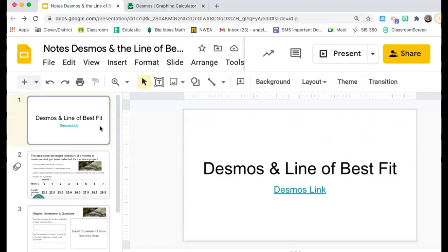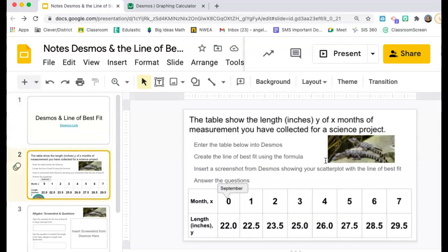And then I'm going to look here. What's my first slide tell me? It says the table shows the length in inches, y, and the x months of measurements you have collected for a science project. It would like for us to enter the table into Desmos, create a line of best fit using the formula, and then insert a screenshot from Desmos showing your scatter plot of the line of best fit before we answer the questions. Okay, so we're going to have to get a table into Desmos.